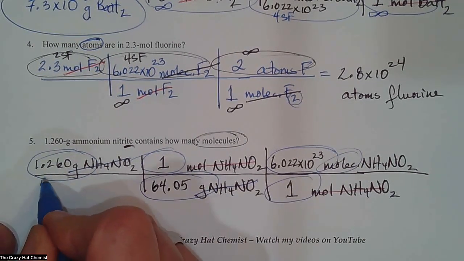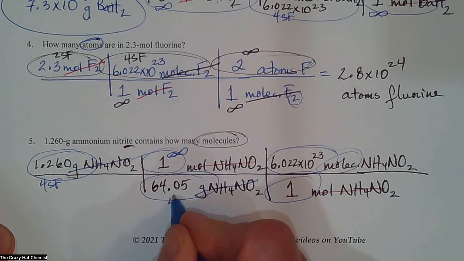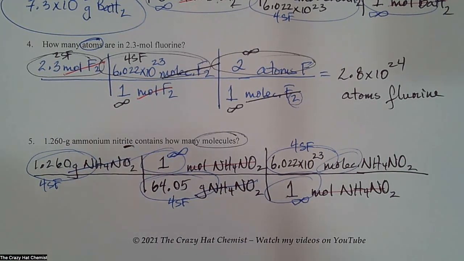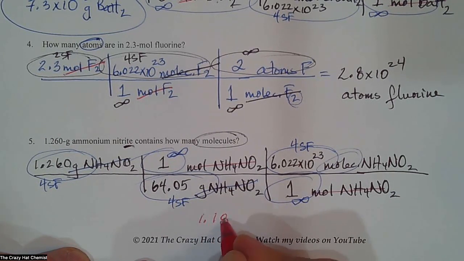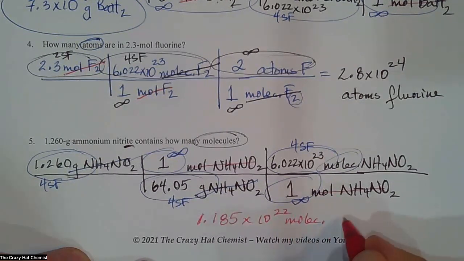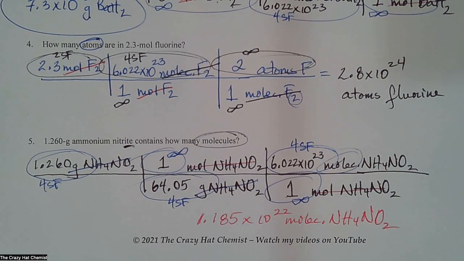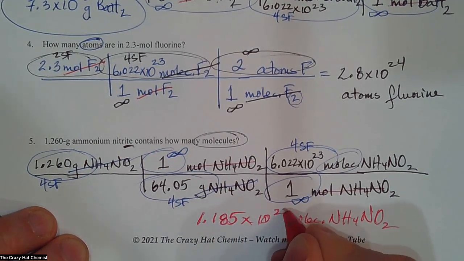Number of significant figures. This has 4 significant figures. Trailing zeros count when there's a decimal. This is infinite number of significant figures. This is 4 significant figures. 4 significant figures and infinite. So it looks like the fewest number of significant figures I have on this problem is 4. So you're going to plug all this into your calculator and you're going to get the following rounded number, 1.185 times 10 to the 22 molecules of NH4NO2. Cool. So hopefully you see that just fine. 1.185 times 10 to the 22 molecules.